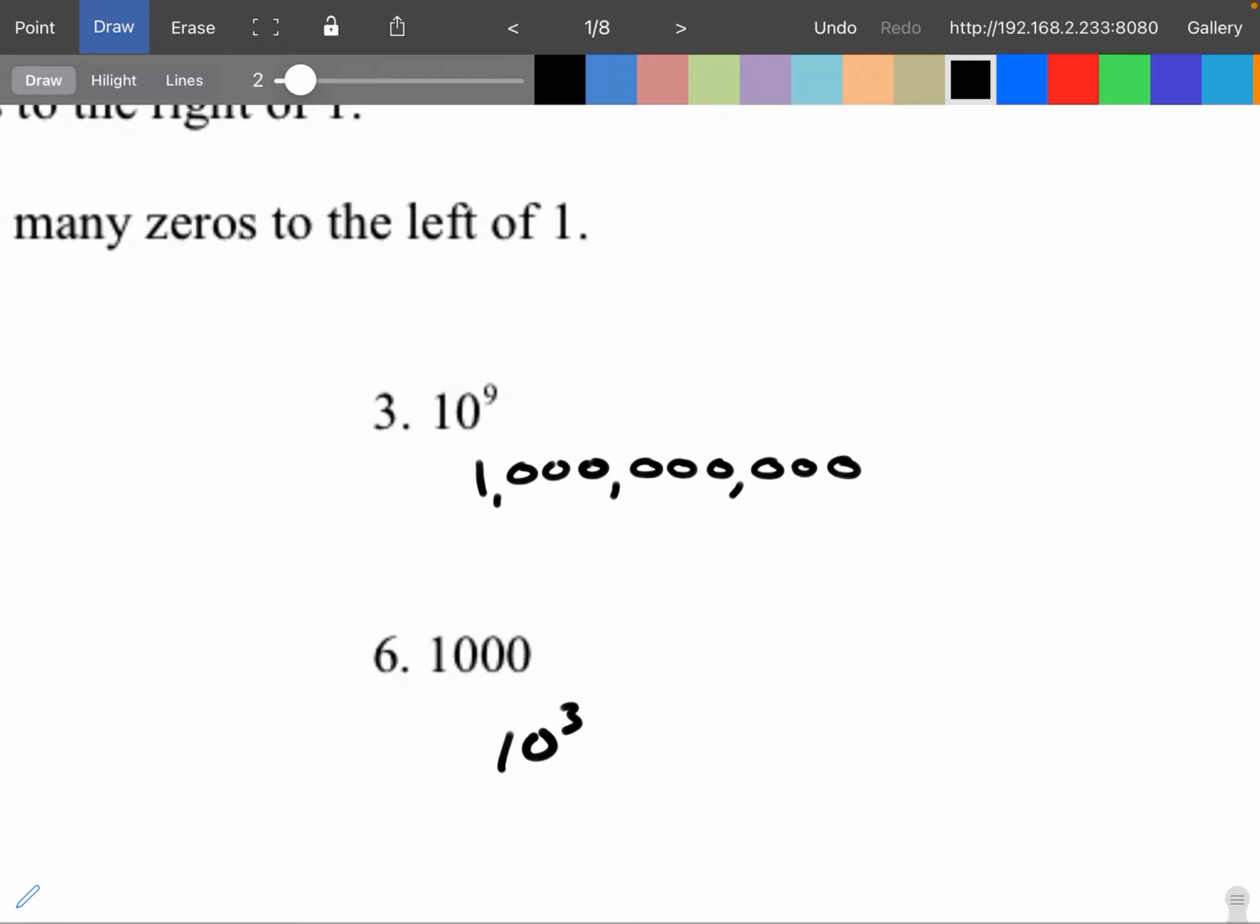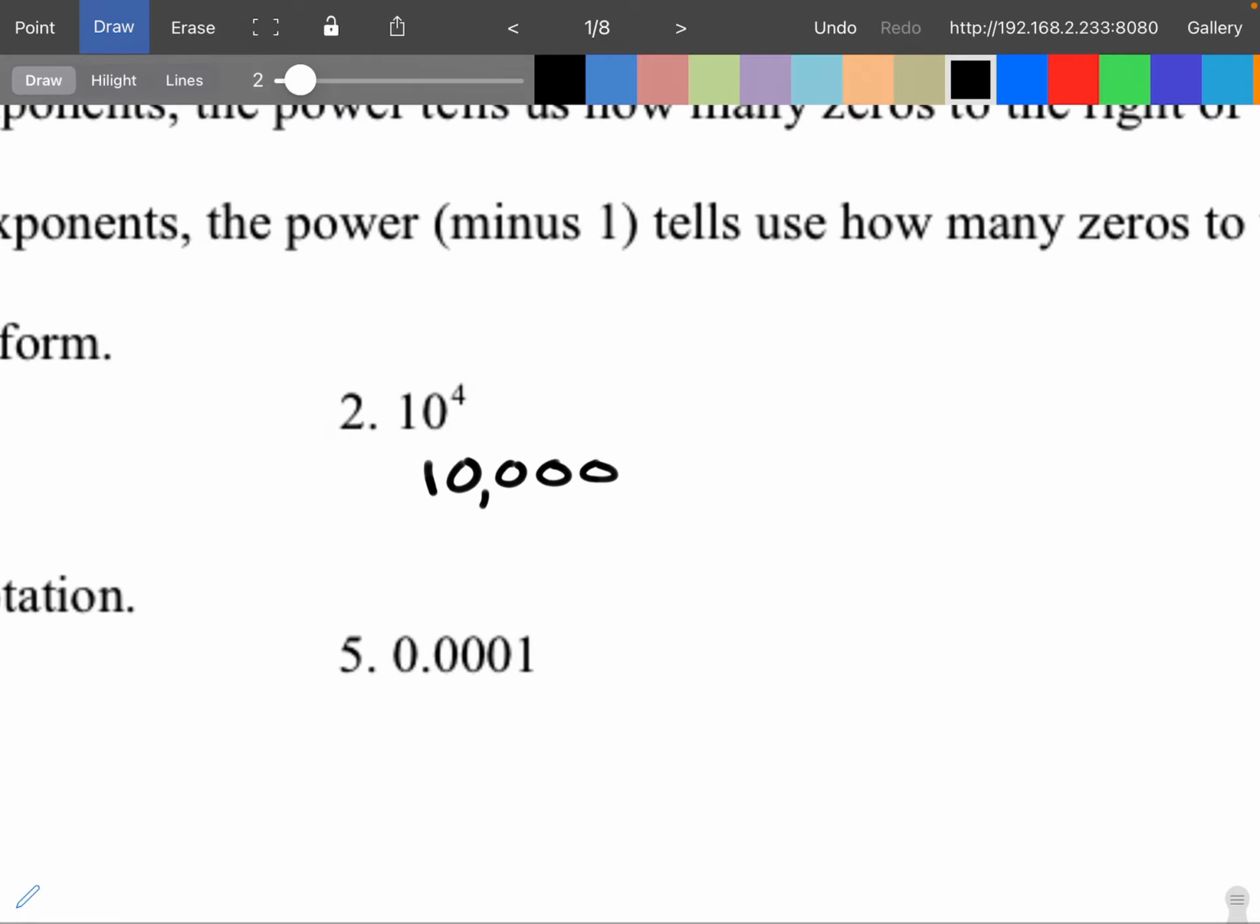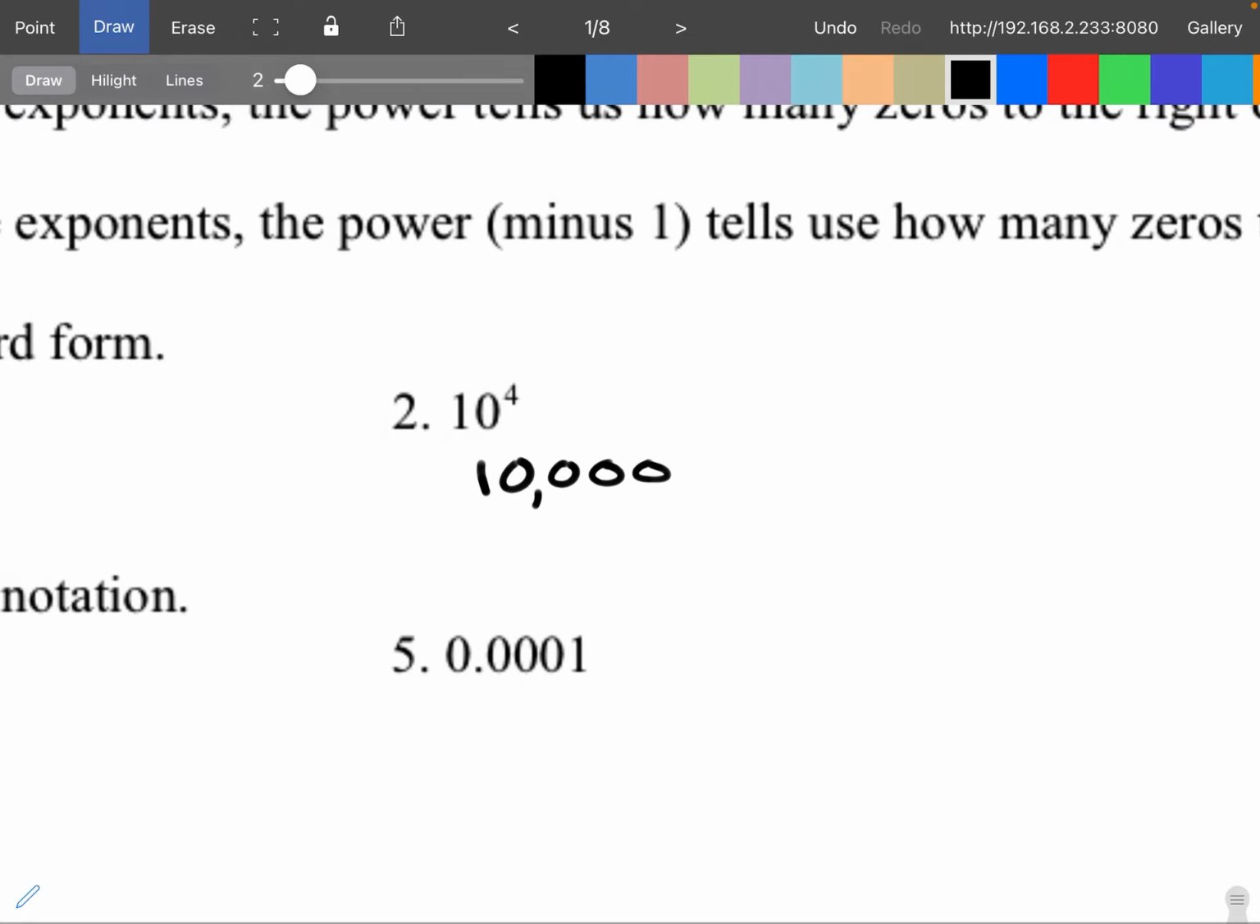All right, now the one in the middle there, number 5. Yeah, so you're kind of going backwards from what we were doing before, right? Before, the number of zeros in front of the 1 was the power minus 1, right? So that means this actually needs to be 10 to the negative 4.